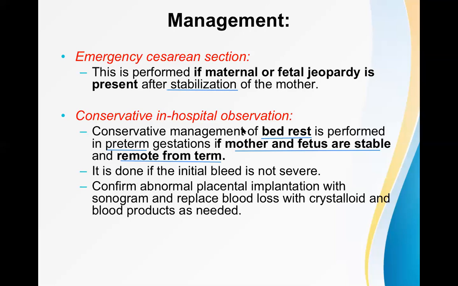Now, this conservative in-hospital observation is done if the initial bleeding is not severe. You already know this point. If it is severe, we need to go for emergency cesarean section. Confirm abnormal placental implantation with ultrasonography and replace blood loss with crystalloid and blood products as needed. It is the same as the management of abruptio placentae. In that situation also we do this type of management, but remember, mother and fetus should be stable, and the baby should not be near the term. The baby should be premature.